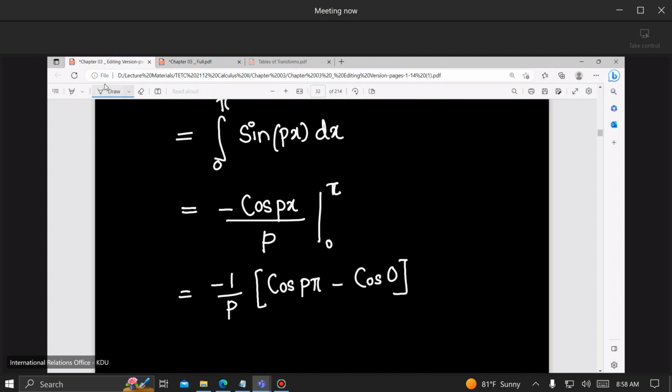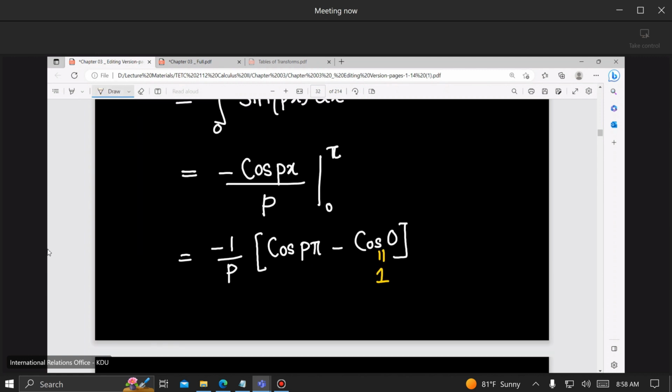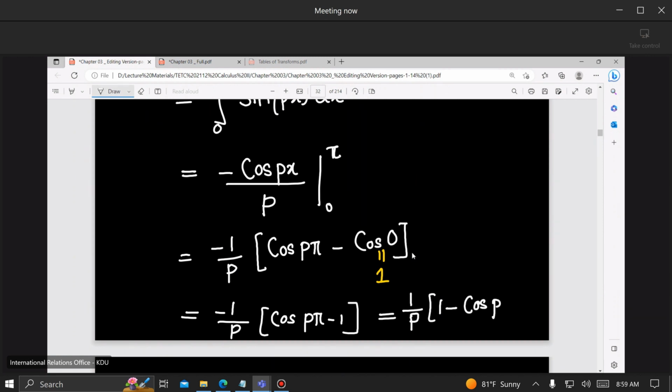What is the value of cosine 0? This is equal to 1. So we can write this as minus 1 over p times cosine of p phi minus 1. If we multiply this entire expression by this minus 1, we obtain the answer as 1 over p, because minus times minus becomes plus. So 1 minus cosine of p phi. This should be the answer.